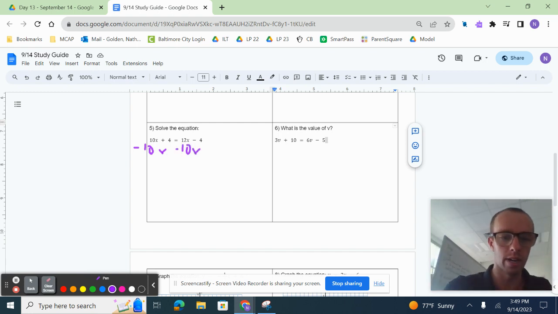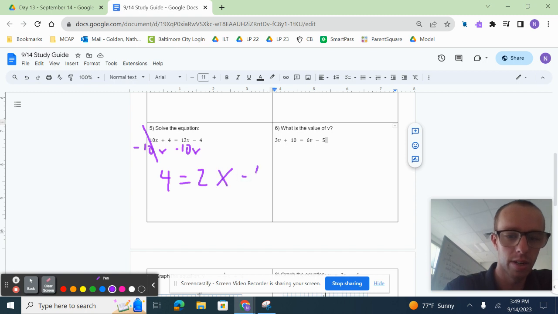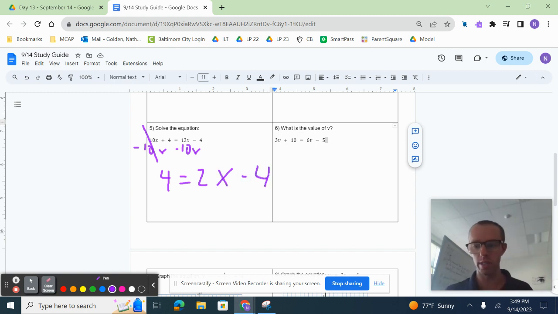Notice how I line up the variables. These cancel. I get 4 equals 12x minus 10x is 2x minus 4. So the first step is always to get rid of the smaller variable term, right? I see, the biggest mistake I see is kids try to combine like terms. You can't combine like terms when they're on different sides of the equation.